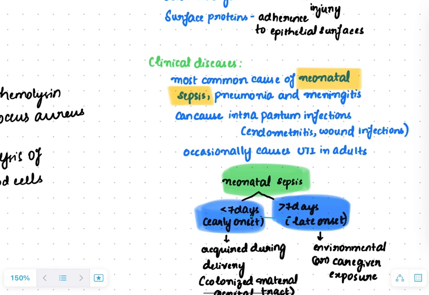Coming to the clinical diseases caused by this organism, it is the most common cause of neonatal sepsis, pneumonia and meningitis. It can also cause intrapartum infections like endometritis and wound infections. Occasionally it causes urinary tract infection in adults.